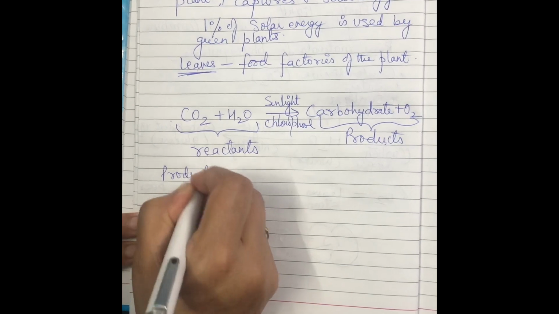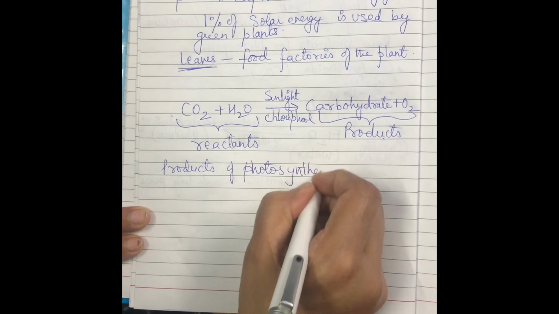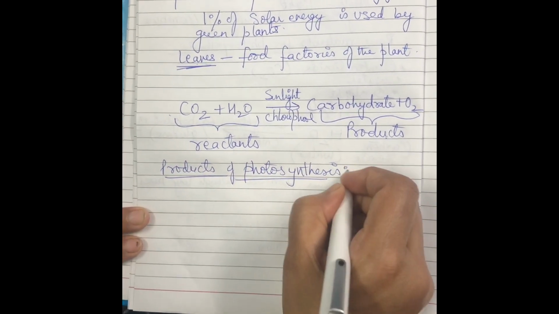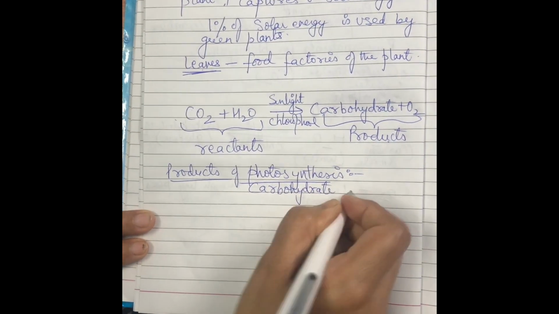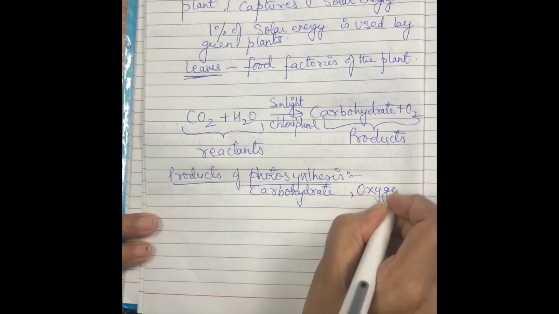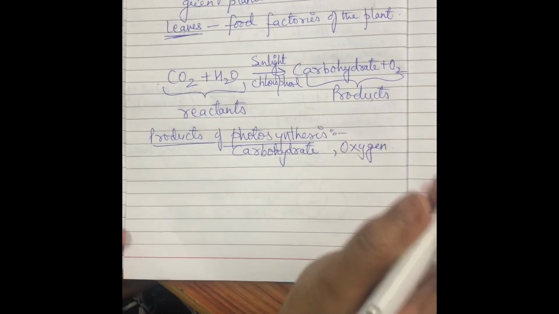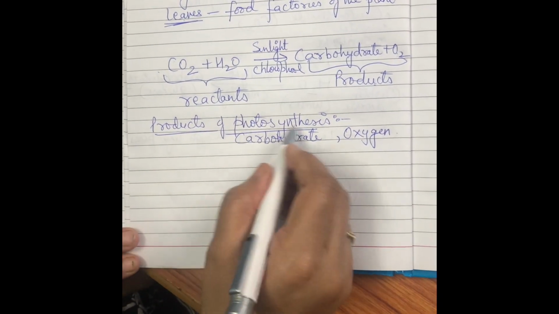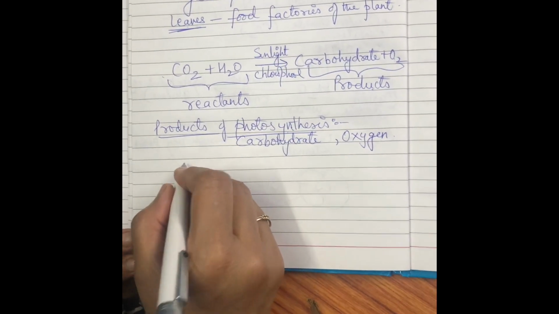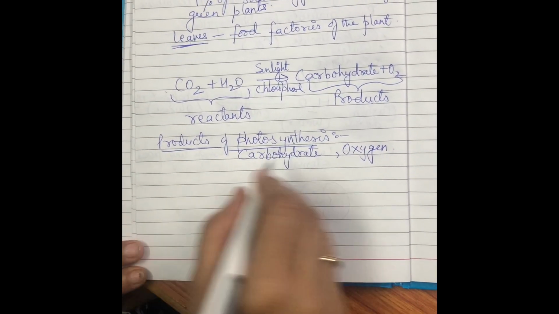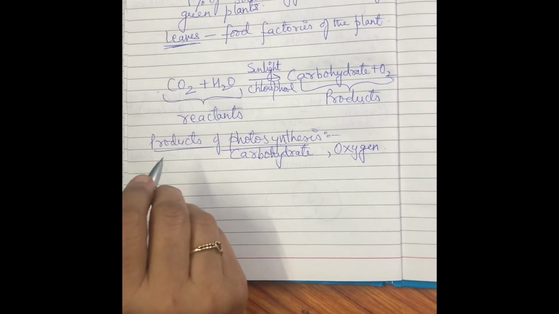In case of the products of photosynthesis, it is carbohydrate plus oxygen. That is why we say that we get oxygen from the plant. It is the byproduct of photosynthesis. So carbohydrate is the main product of photosynthesis. It is converted into starch in the leaves. As photosynthesis is occurring in the leaves, this carbohydrate is formed in the leaves only, and then it is stored in different parts of the plant also.